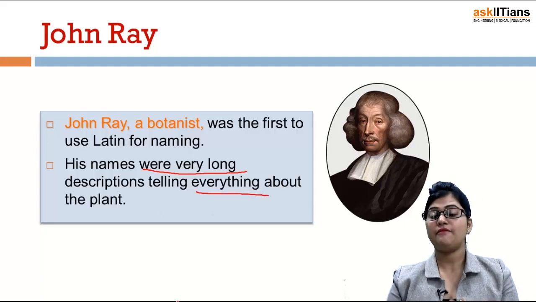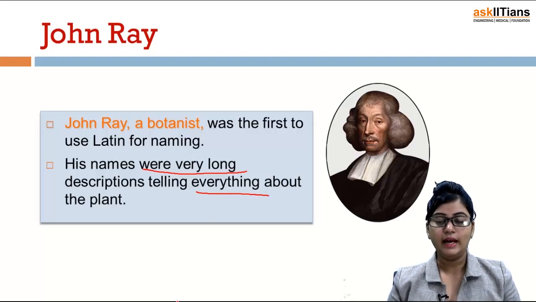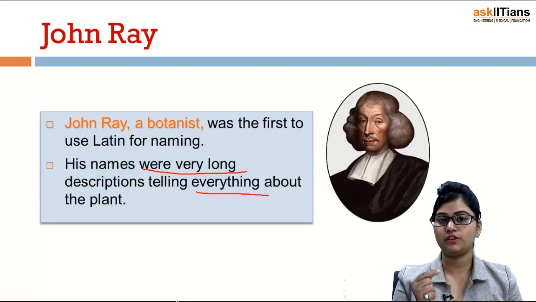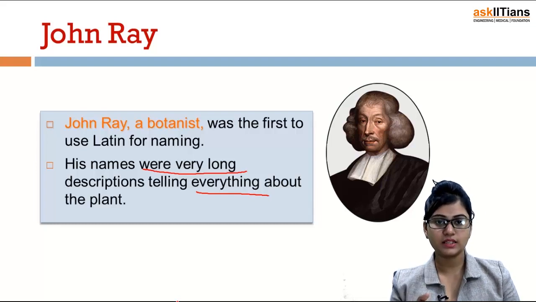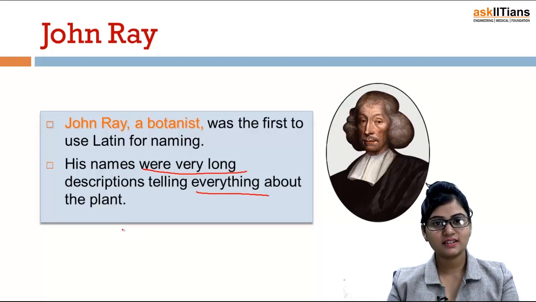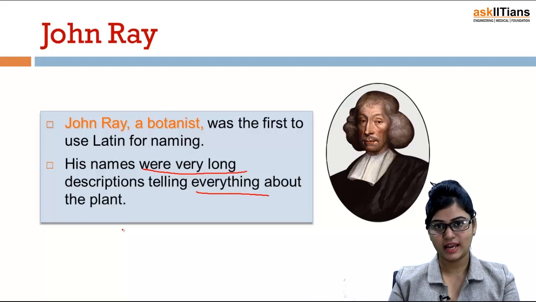For example, if you have to name a rose, under John Ray's nomenclature, it will be named as a flower having red color and having thorns on its stems. Very big name. Exactly. You will not call it rose. Imagine you are calling a red flower having petals and sepals and thorns on its stems. Very big name. John Ray's names were very big because they are describing the complete characteristic features of that plant or organism.